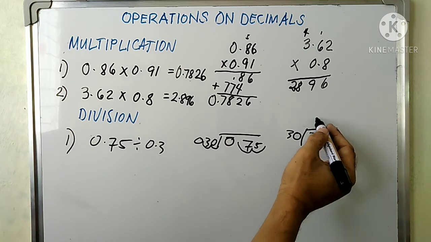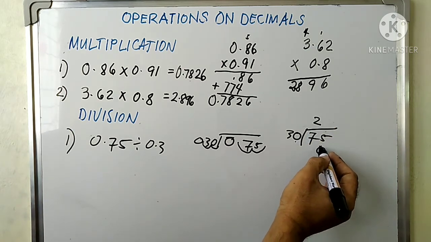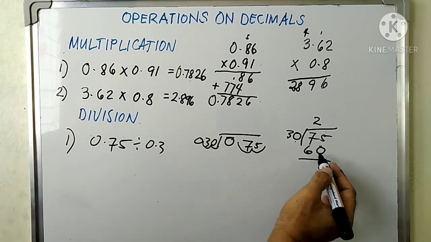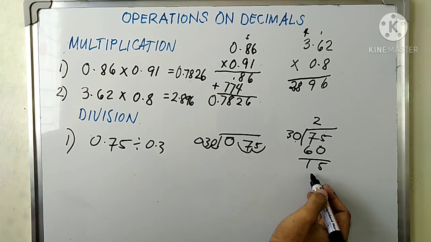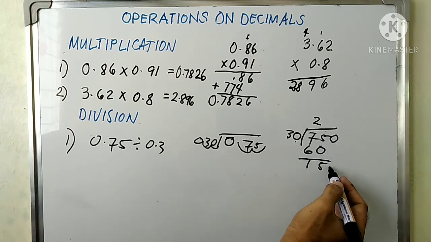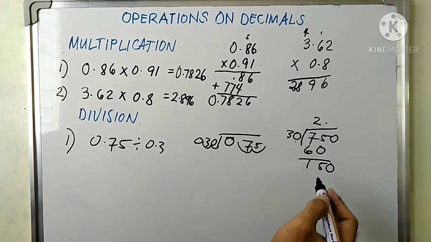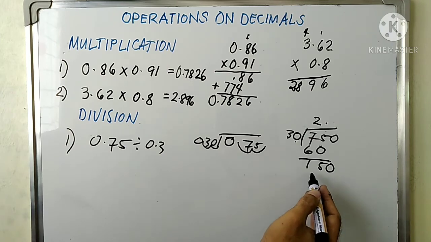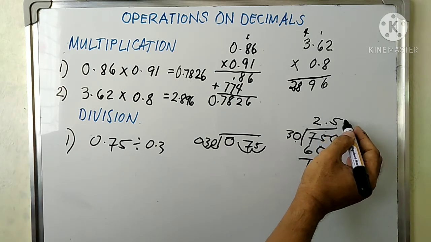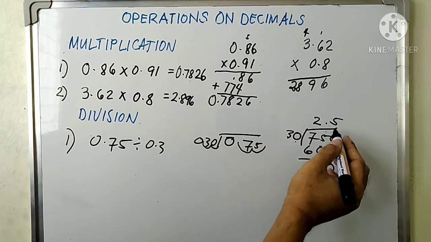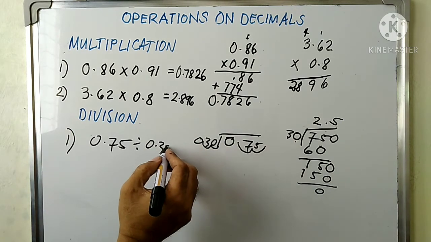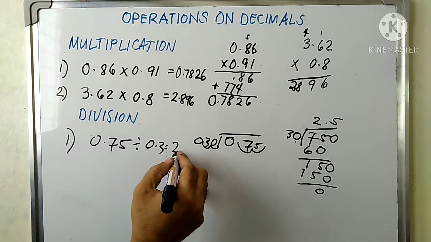So let's use 2. 2 times 0 is 0. 2 times 3 is 6. Subtract, 5 minus 0 is 5. 7 minus 6 is 1. 15 divided by 30 cannot be, so we have to add one zero here and bring it down and put a decimal point above. We can divide 150 divided by 30. We have 5. 5 times 0 is 0. 5 times 3 is 15. Subtract, 0. So the answer here is 2.5.